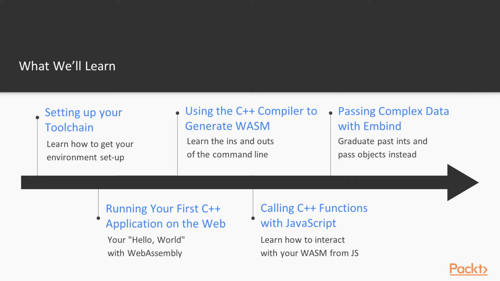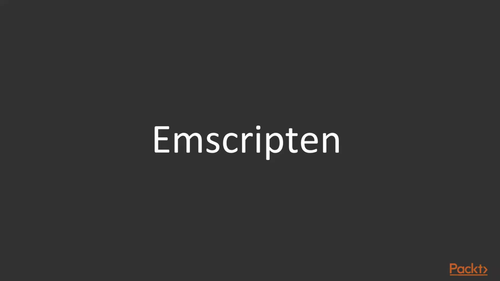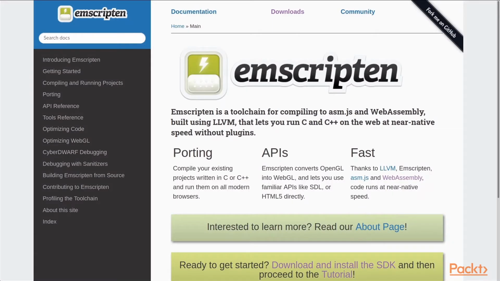Let's get started. First things first, we need to set up your toolchain before we can go any further. The tool used to compile C++ to WebAssembly is called Emscripten. Let's take a look at the documentation. Emscripten has fantastic documentation. If you're familiar with GCC or Clang, Emscripten will feel right at home with you.